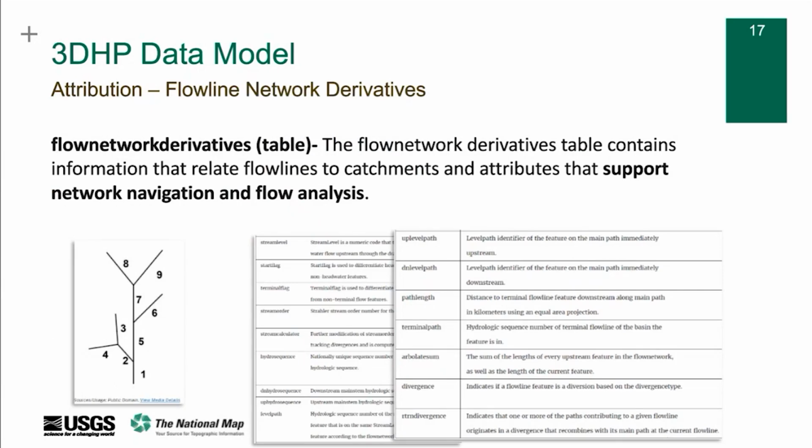The other important table that's included with the 3D-HP data model, and it's actually tied to the flow lines, is the flow line or flow network derivatives table. If you're familiar with NHD Plus, it does have a lot of the same types of information associated with a stream, but it's really the way that we can support network navigation and flow analysis without having to do that on the geometry itself. So the table has all of the information within it, the flow table, so you'll be able to see what's upstream and downstream and do very, very fast queries of the network.